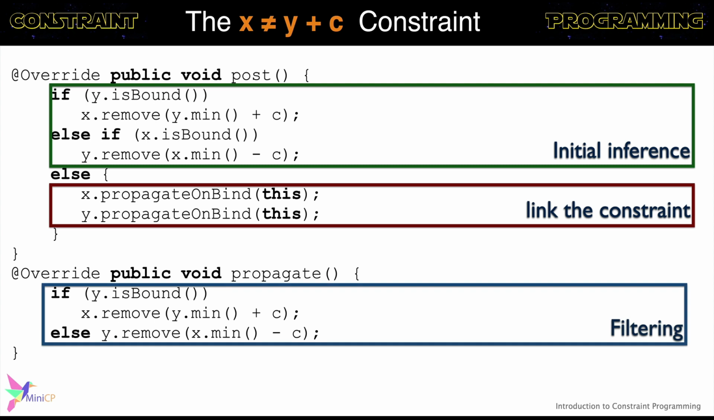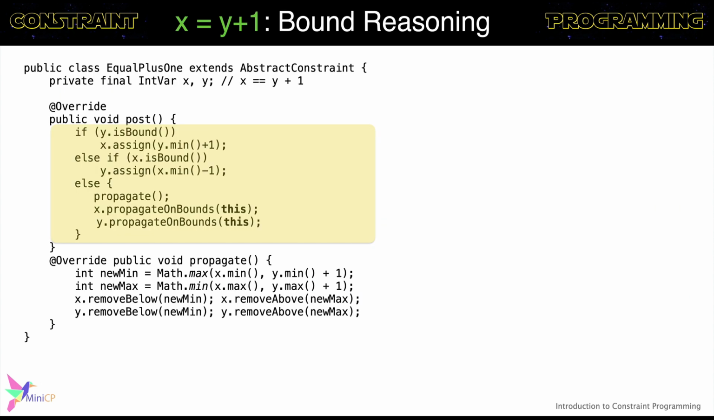Now the propagation here is extremely easy. It's essentially what we have done already before. If variable y is bound, you remove the value of y plus c from the domain of x. Otherwise, you remove the value of x minus c from the domain of y. Now, there are only these two cases because we know that the only way this constraint can be propagated is when x or y are bound. So one of the two has to be bound at that particular point in time. Right? So this is how we implement the constraint: initial propagation, linking variables and constraints, and then propagation. All right, let's look at something which is a little bit more complicated. This is x equal to y plus 1.